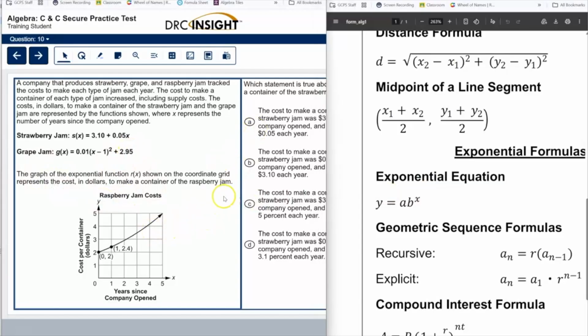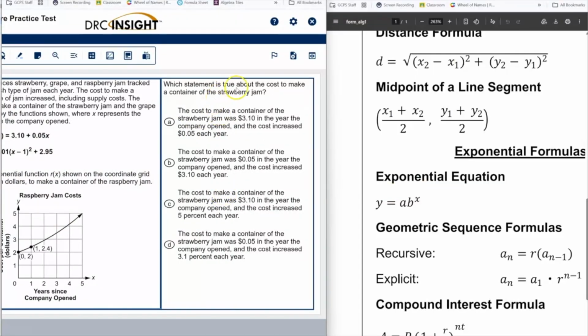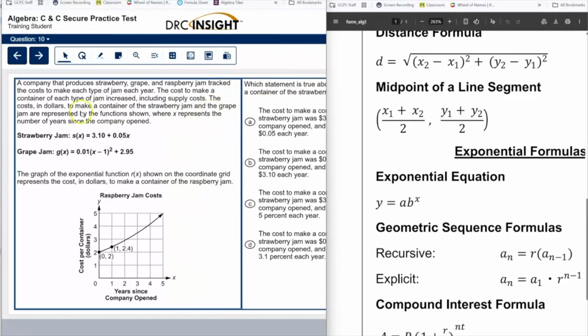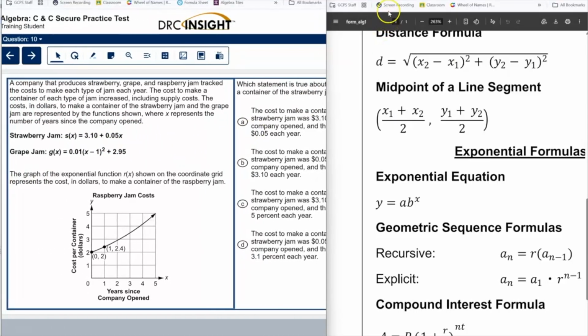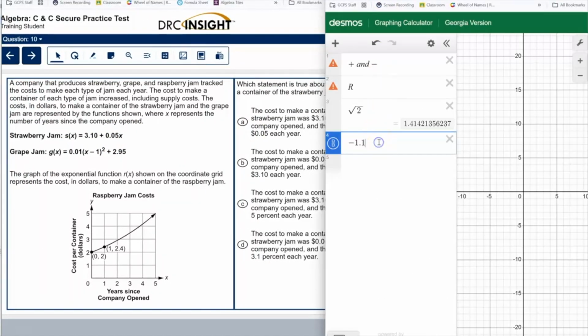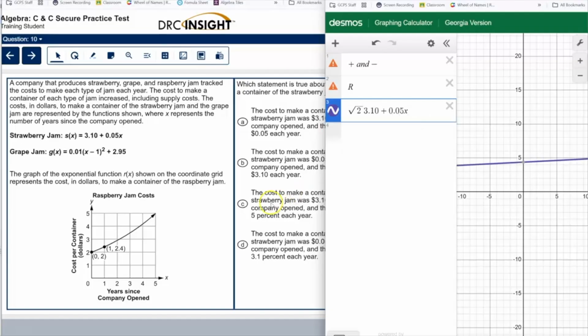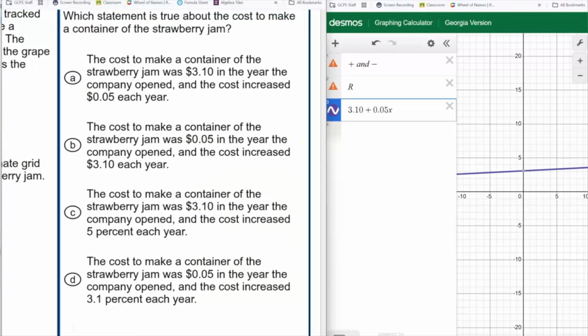Let's go ahead and answer whatever this question says. Which statement is true about the cost to make the container of strawberry jam? So I'm only looking at strawberry jam, which is this linear one right here. I'm just going to put it in decimal so I don't have to keep going back and forth. So I've got 3.10 plus 0.05x. All right, so let's see what this means.